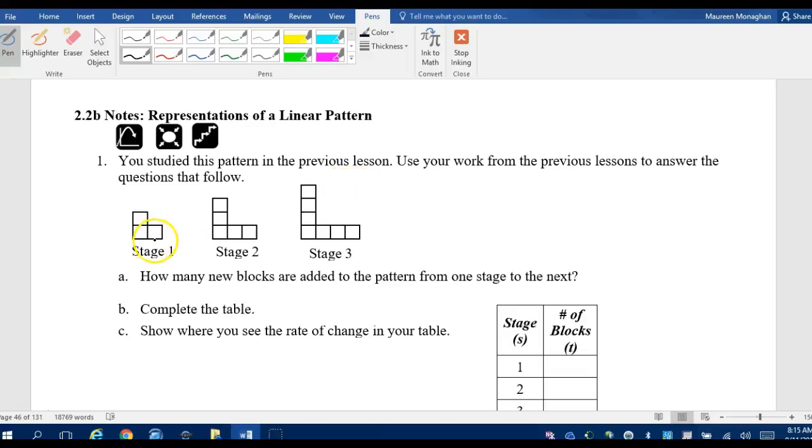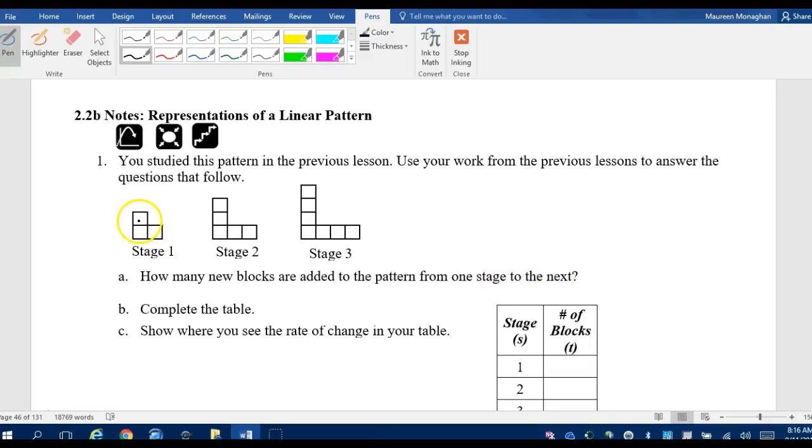Okay? What we're going to do is, these are blocks, and we're going to compare what happens from stage 1 to stage 2 to stage 3. And we're going to see that it's a linear pattern. It forms a line. Okay? How many new blocks are added to the pattern from one stage to the next?